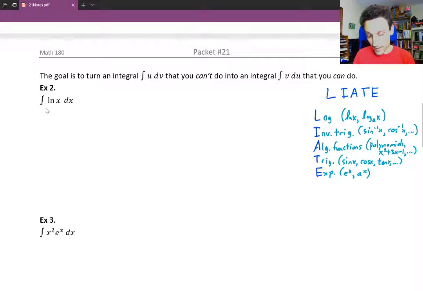Here we have the integral of ln x dx. Now, really, the only choice for u we have here is ln x. I mean, I suppose you could let u equal to 1, but that's not going to be super duper helpful. So here, the only choice you have for u is ln x. So let's let u equal ln x. The dv will be all the rest of it, which is just dx. There's not much left.